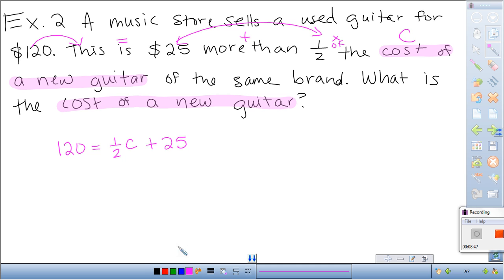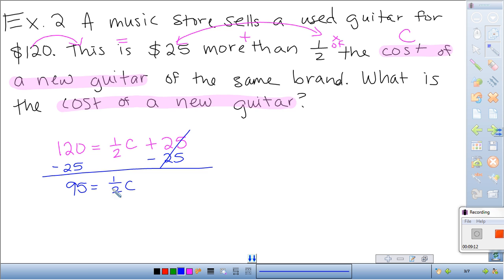So you know we start by adding or subtracting. So the opposite of adding 25 would be to subtract 25 from both sides. 120 minus 25, 95. Bring down your equal sign. 1/2 C plus 25 minus 25. Additive inverses, they cancel. What's the opposite of half C?